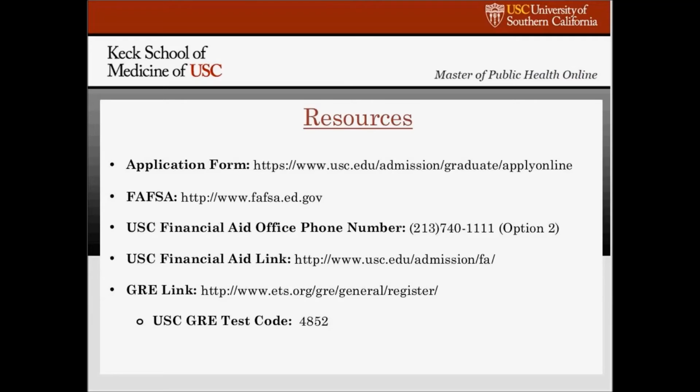Now, here are some very helpful links that you will likely use beyond just the application link. We have the FAFSA link, the financial aid office and phone number, USC's financial aid link, as well as our GRE link. And again, our school code for the GRE is 4852.